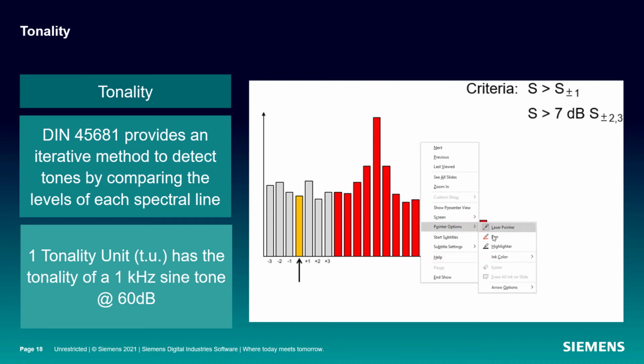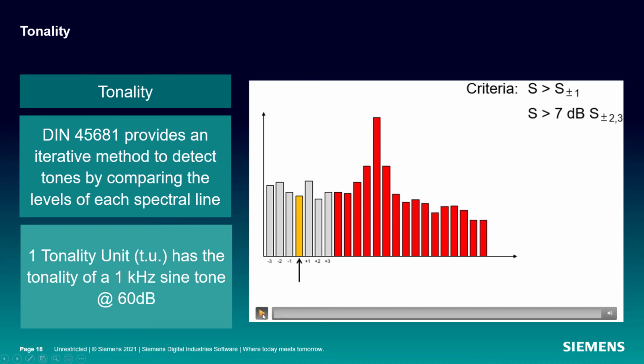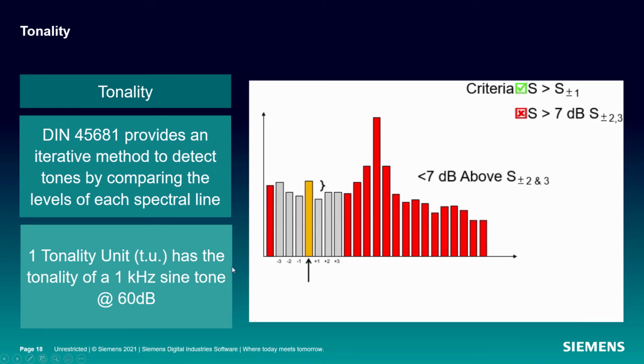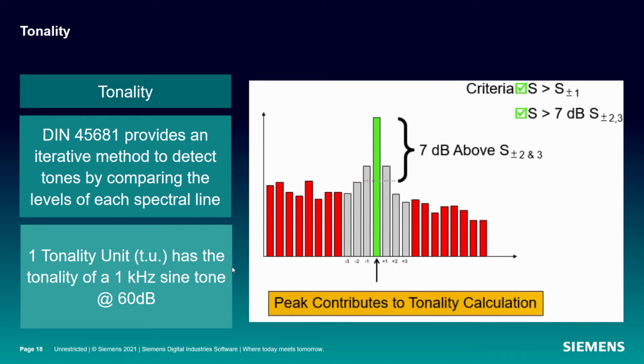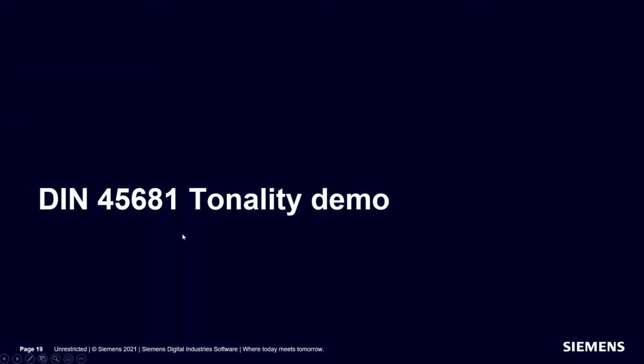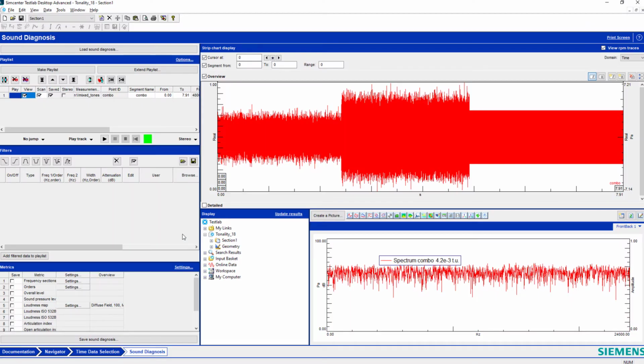if I click on this, it'll show you how the algorithm goes through the frequency spectrum, and it's looking for a tone that is bigger than its neighbors, but then more than 7 dB above its second and third neighbors. And so that one right there shown in green would contribute to the tonality calculation. Okay, so I'll show you this real quickly in the software.